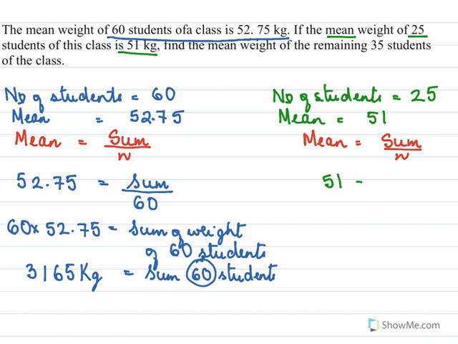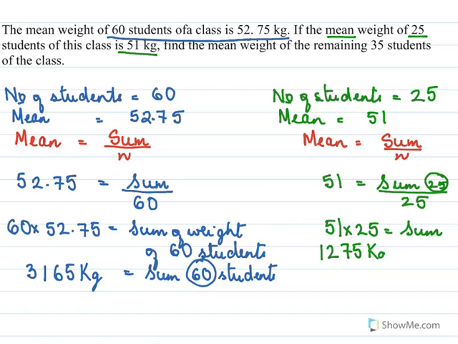So here the mean is 51. We do not know the sum. This is, remember, the sum of 25 students only. Number of students is 25. So 51 into 25 is the sum of 25 students, and that works out as 1275 kg, equal to the sum of 25 students.